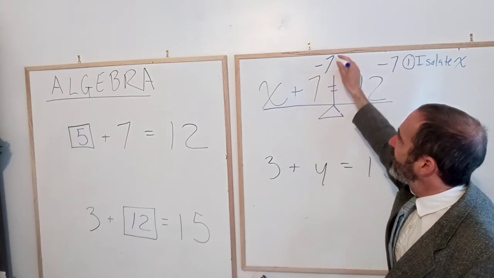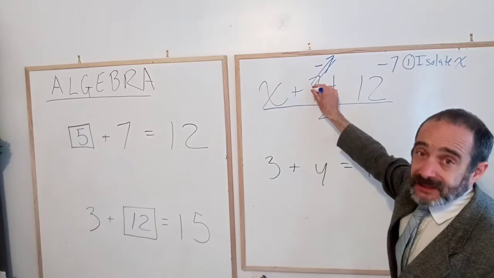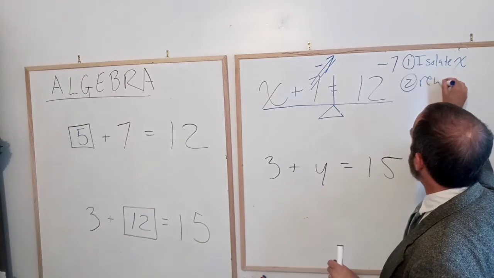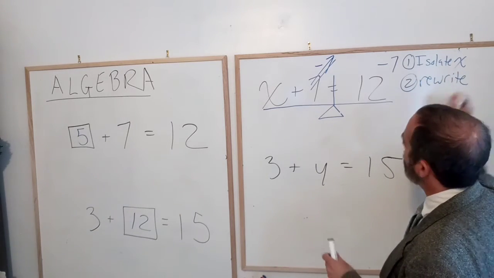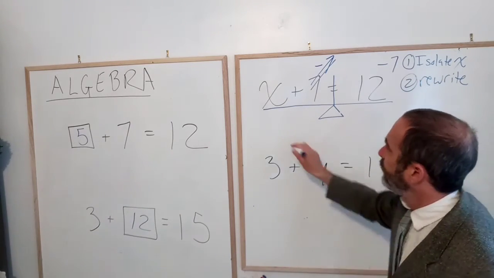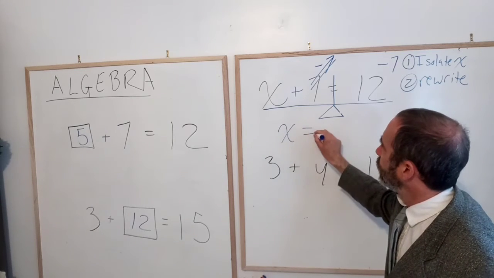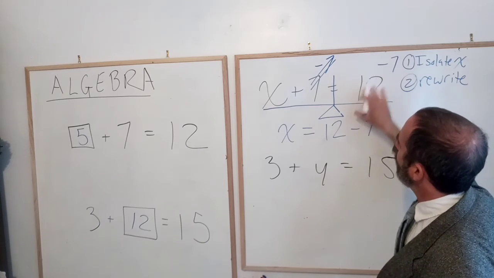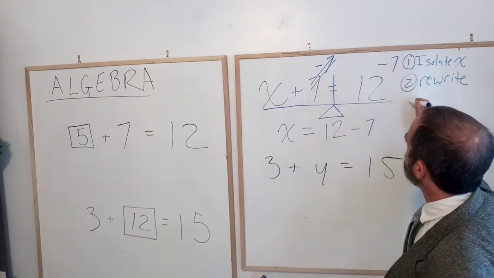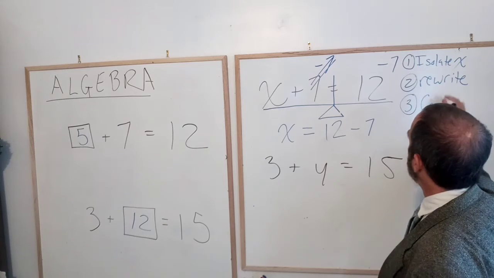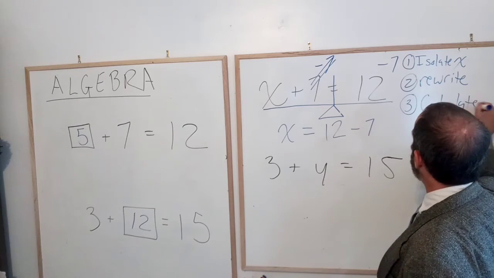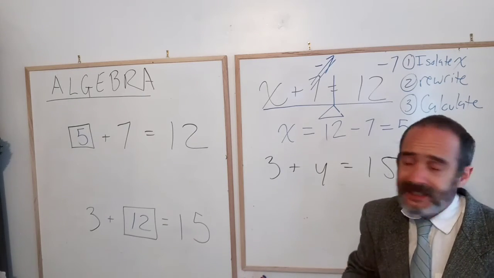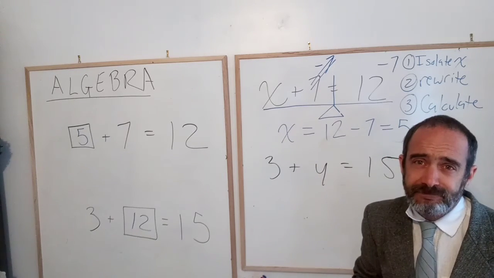7 minus 7 is 0. So when I rewrite this, I end up with x being equal to 12 minus 7, because that's 0. That's just rewriting what I have: 12 minus 7. The last step is to calculate. And 12 minus 7 is, of course, 5. Okay, and that's what we knew it to be over there as well.